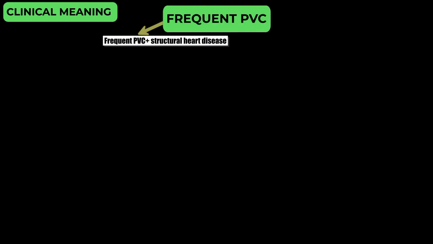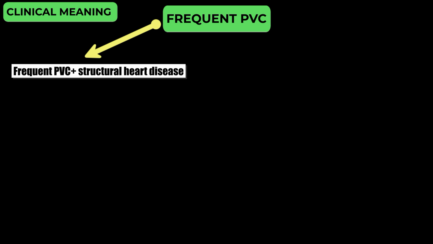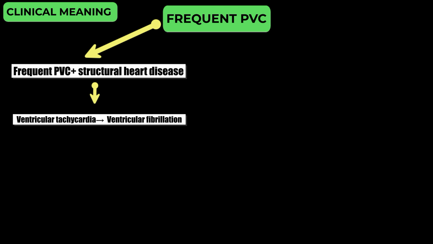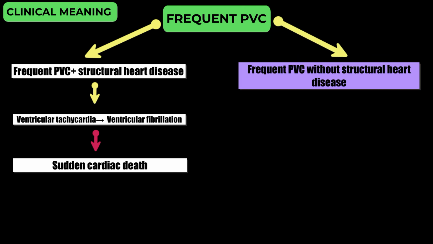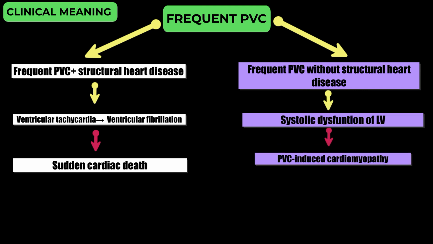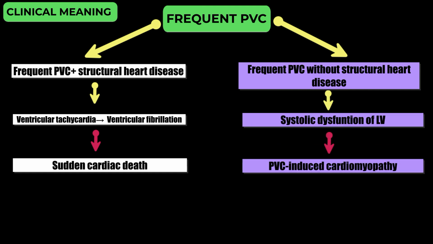Let's describe the clinical meaning of PVC. When premature ventricular complexes are associated with structural heart disease, clinicians should always be alert because there is an extremely high risk of ventricular tachycardia and ventricular fibrillation, which can lead to sudden cardiac death. But when the PVCs are not associated with structural heart disease, they can cause left ventricular dysfunction and premature ventricular complex-induced cardiomyopathy.